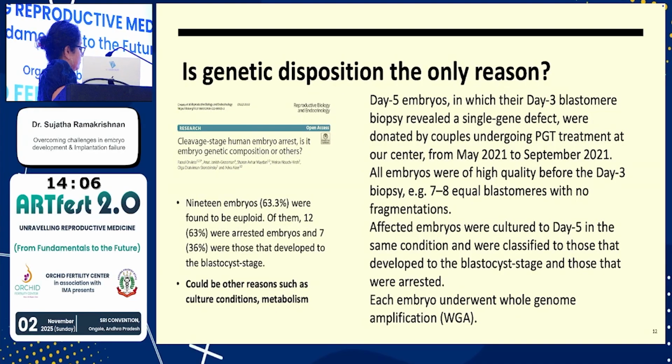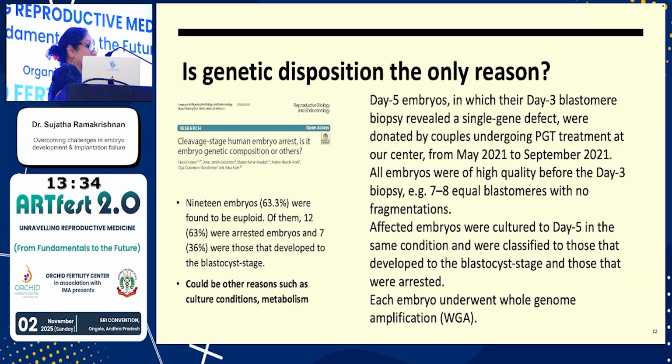See here, this is another interesting study where they found that even euploid embryos get arrested. So if you are saying genetic reasons are the reason for developmental arrest, then all euploid embryos should actually become blastocysts. Here the testing was done on day 3, and they found that of day 3 euploid embryos, the majority of them did not develop, 63% were arrested before the blastocyst stage.